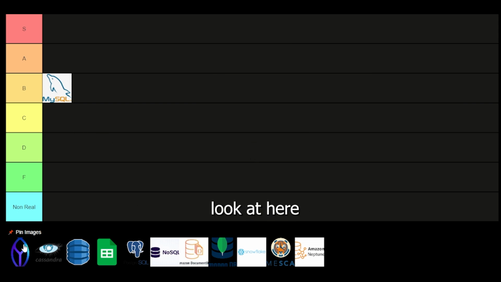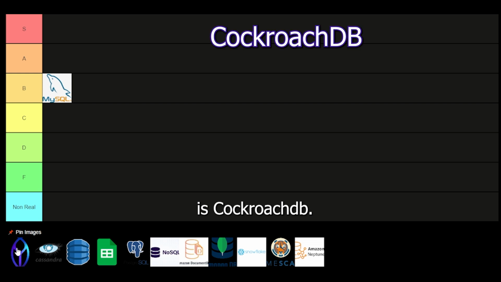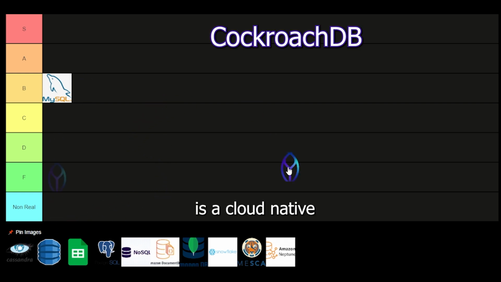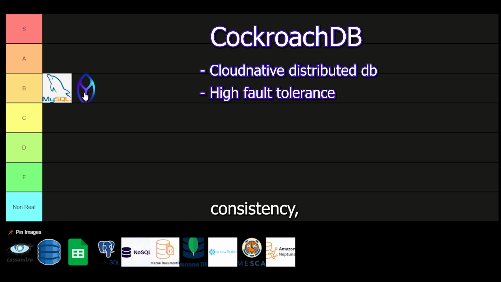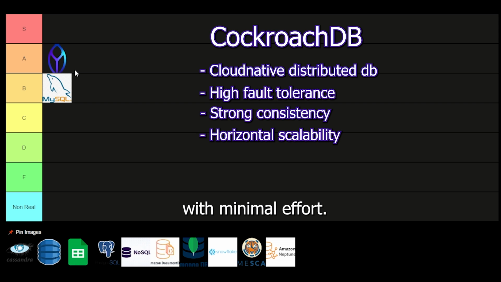The next database we're going to look at here is Cockroach DB. So Cockroach DB is a cloud-native distributed SQL database which sort of lives up to its name because it's highly fault-tolerant and almost impossible to kill. It offers strong consistency, horizontal scalability, and global data distribution with minimal effort. So you can use CRDB for almost any application in a system design interview.